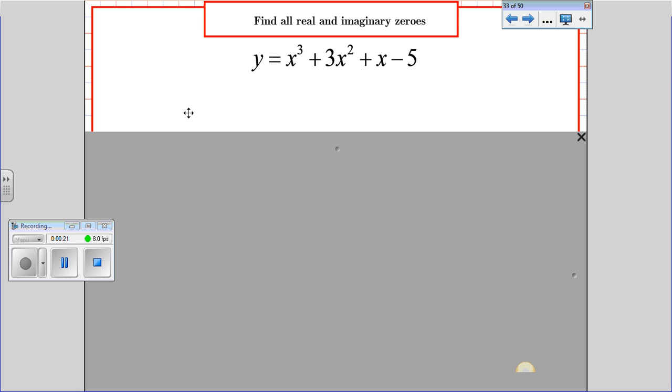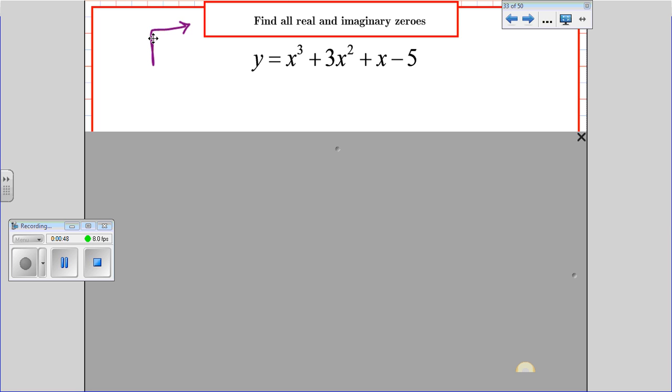Okay, so we're given this polynomial, y equals x cubed plus 3x squared plus x minus 5. And the instruction is to find all real and imaginary zeros. Now, we know a real zero is the place where the graph crosses the x-axis. Other names for zeros are x-intercepts, roots, or solutions.